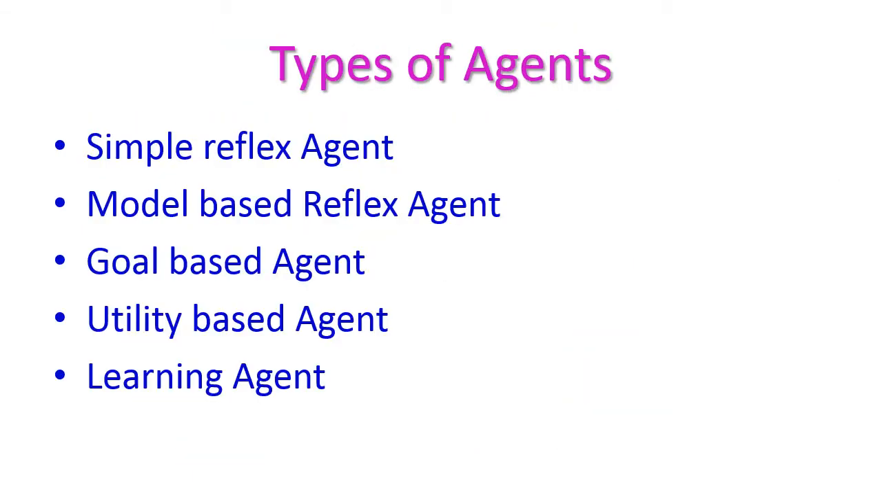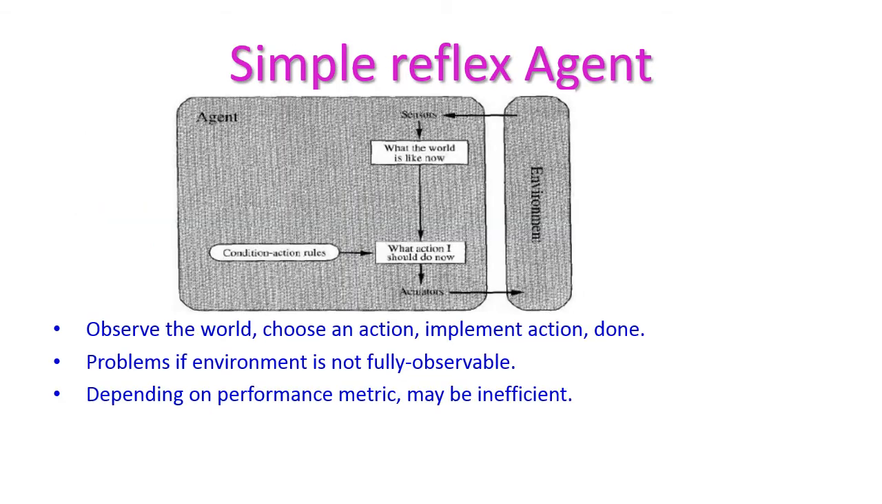The next topic is types of agents. Here we are going to see 5 different agents. First one is a very simple agent, that is called a simple reflex agent, and the second one is model based reflex agent, goal based agent, utility agent, and the last one is learning agent. Let us see all these things one by one. The first one is simple reflex agent.